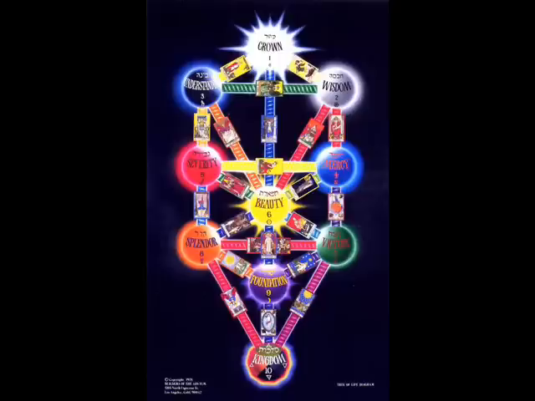And there are also 22 paths on the Tree of Life that connect the various Sephiroth. And these 22 paths correspond to the 22 Hebrew letters. And that's sort of the way people understand this, is through the Tree of Life.